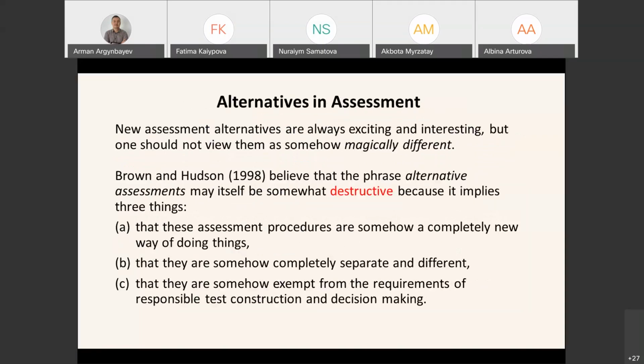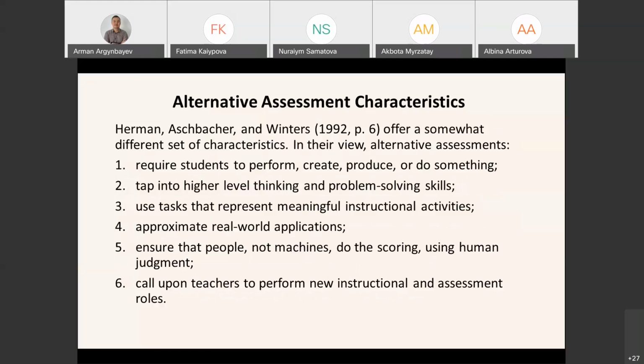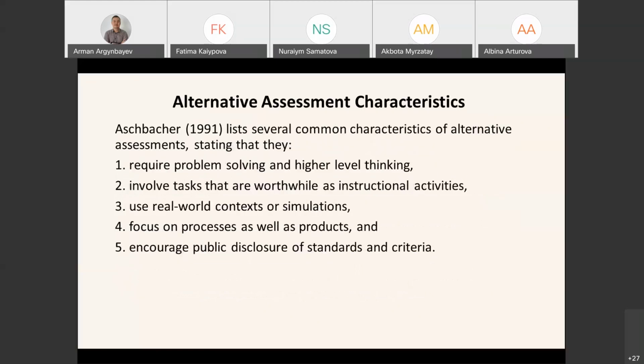I've skipped just one slide. New assessment alternatives are always exciting and interesting, but educators should not view them as somehow magically different. So they're actually not that magically different. For example, the characteristics of alternative assessments here: require problem solving and higher level of thinking.